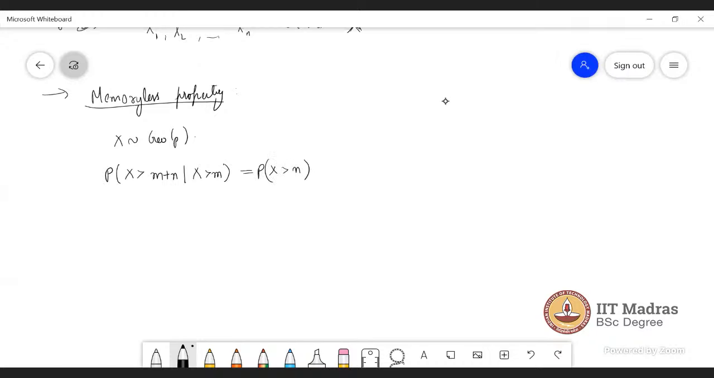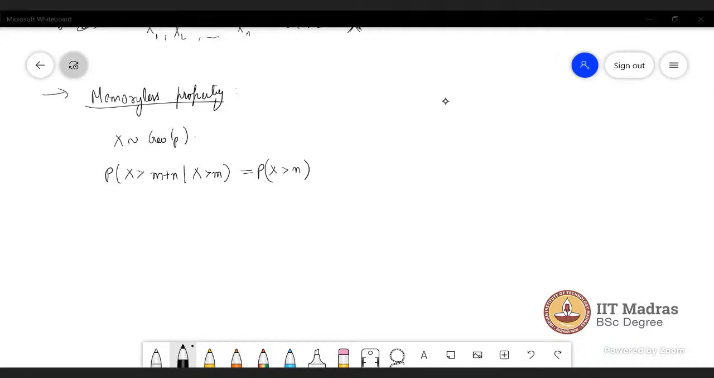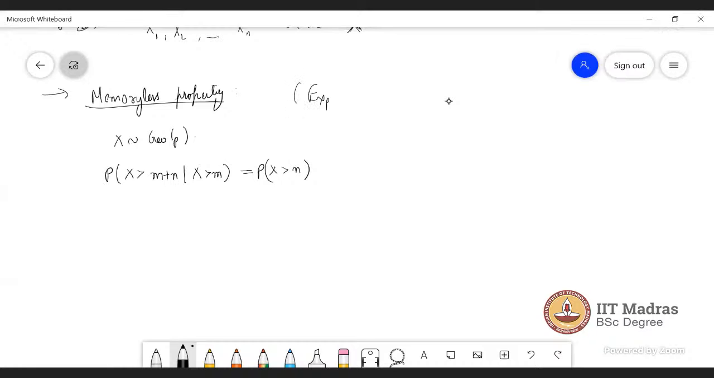So if it is given that on the m-th trial you have not yet had the first success, then the probability that you will get the first success after m plus n trials is the same as getting the first success after n trials. Is this for geometric only, ma'am? This is for geometric, and it also holds for the exponential distribution, in the continuous case, of course.